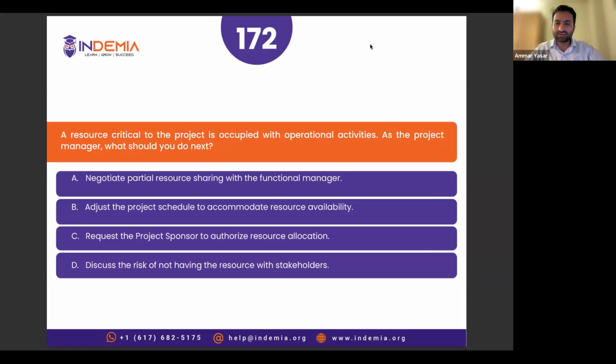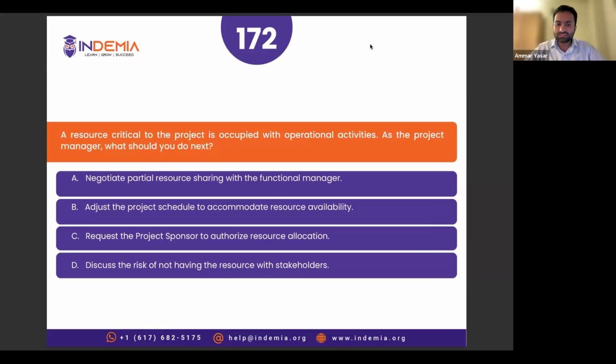Now you need a resource that is critical to your project. What can you do? Negotiate partial resource sharing. The resource is critical to your project, so maybe you need full time because it's critical. We don't know if we need partially or fully. So if a resource is critical, we cannot just jump directly towards sharing without analysis or without knowing how much time a resource should be present for your project. So partial resource sharing might not be helpful. Maybe the functional manager agrees, but still that does not solve your problem.